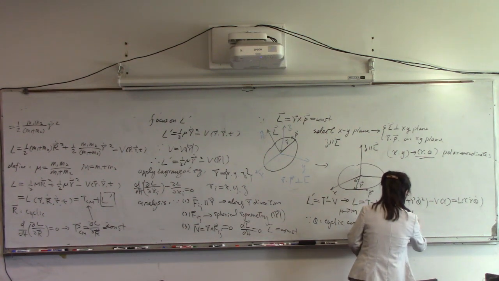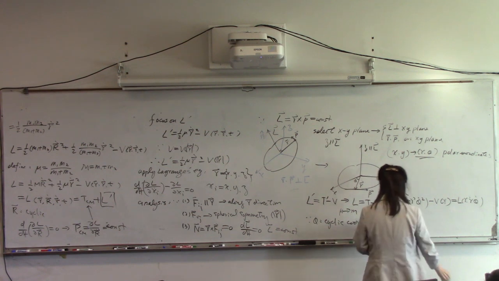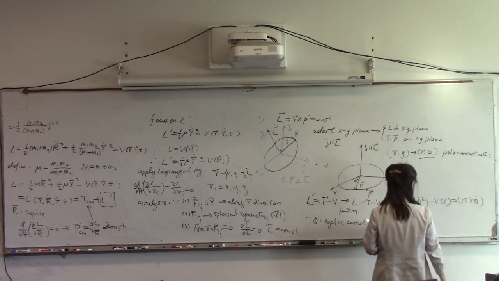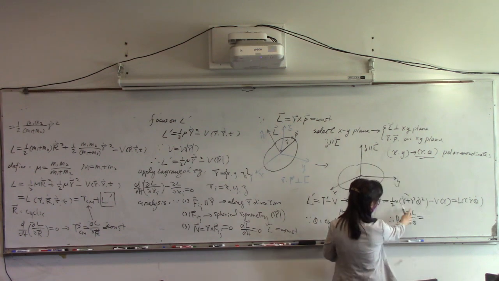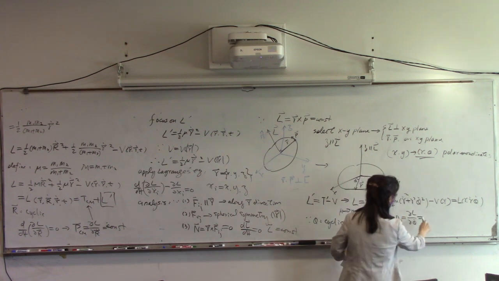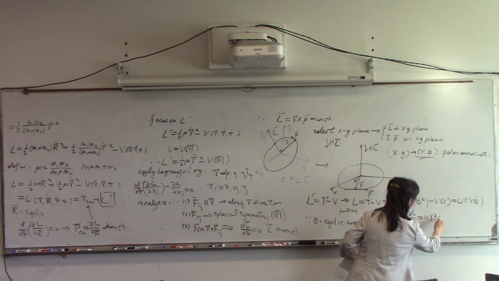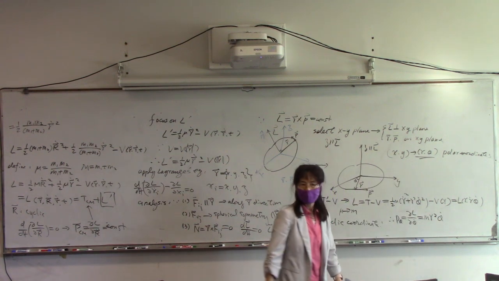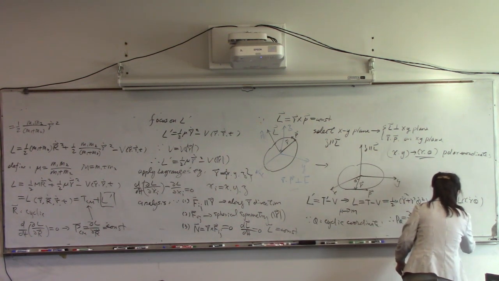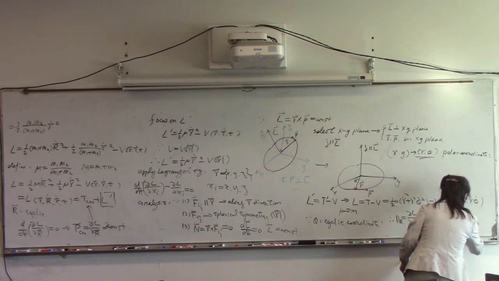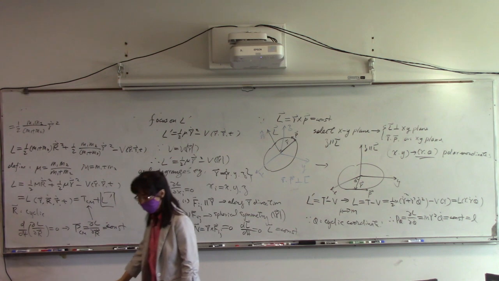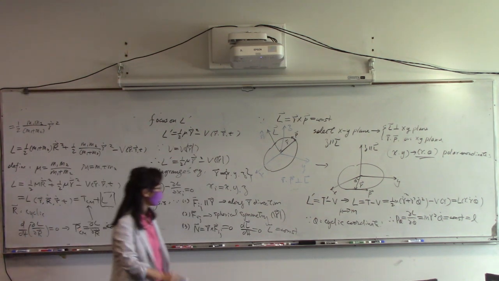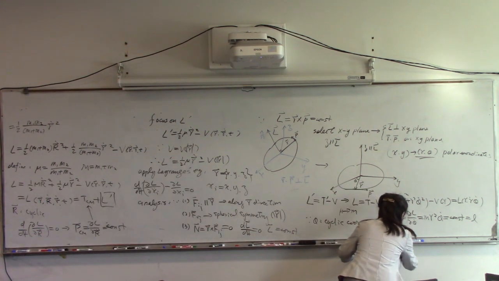equals partial L partial theta dot. L is here, right? Partial L partial theta dot, the factor 2 cancels, and that is m r squared theta dot, which is equal to a constant. Now we give it an index L, because this corresponds to the angular momentum. So this is the angular momentum.